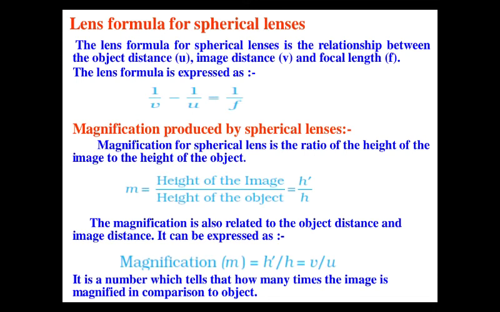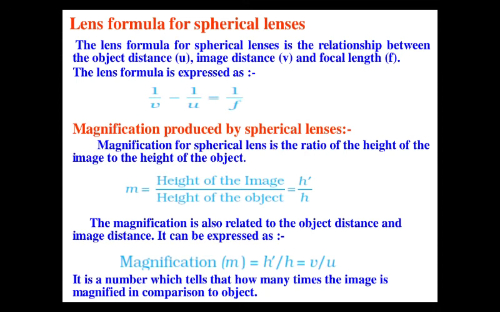As we have seen in different ray diagrams, in some ray diagrams, if the object was placed somewhere in front of the lens and the image was formed smaller, it means the image has been diminished. So how many times has it been diminished? Or if the image was formed enlarged, magnification will tell how many times the image is enlarged, bigger in comparison to the object. So this term is known as magnification.